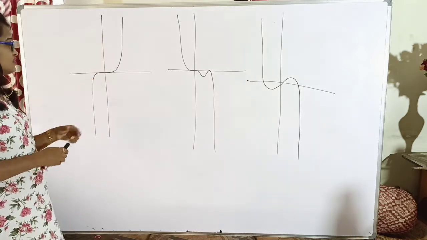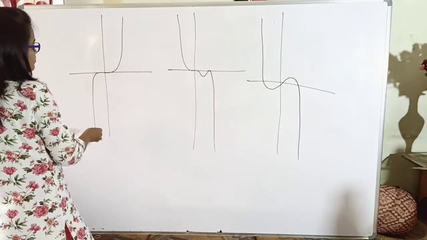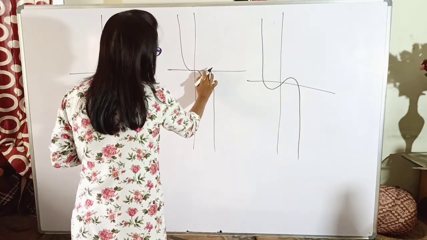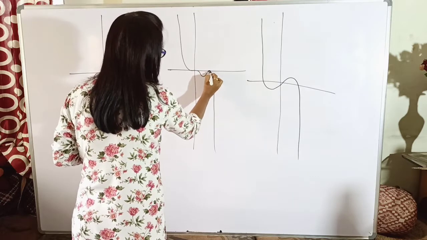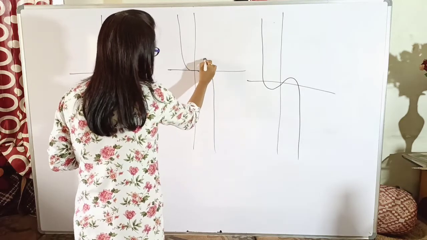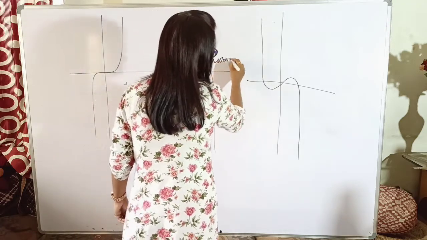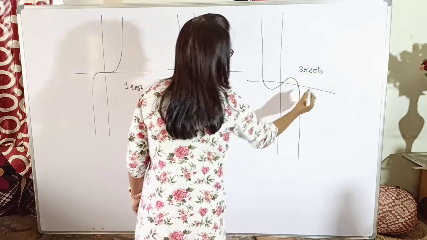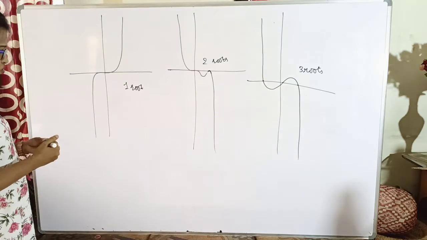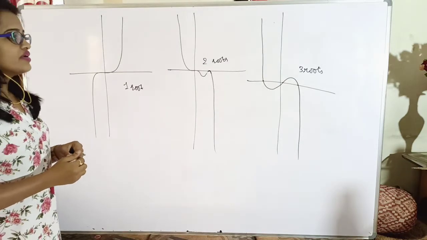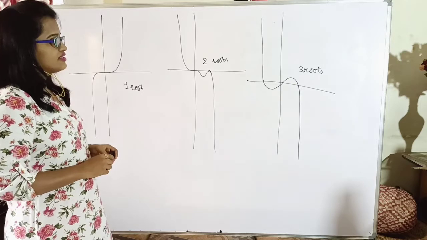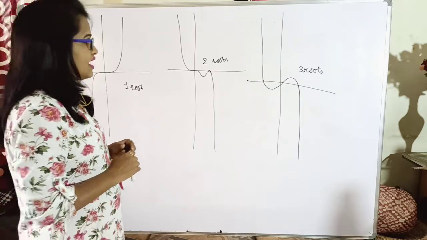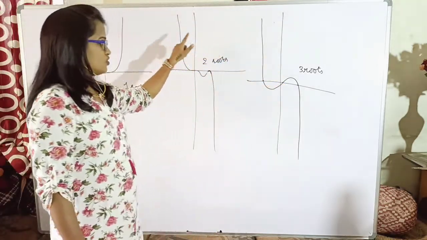As you can see here, the graph is intersecting the x-axis at only one point, so it will have one root. Here it is intersecting at 2 points. This is one point, this is another point, so two roots, whereas here 1, 2 and 3, so this has three roots. Okay, fine. So just like the quadratic polynomial, even here I could say that a cubic polynomial has at most three roots, at most three roots, two roots or one root.